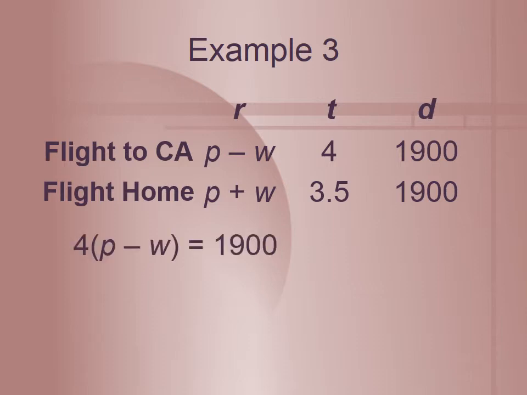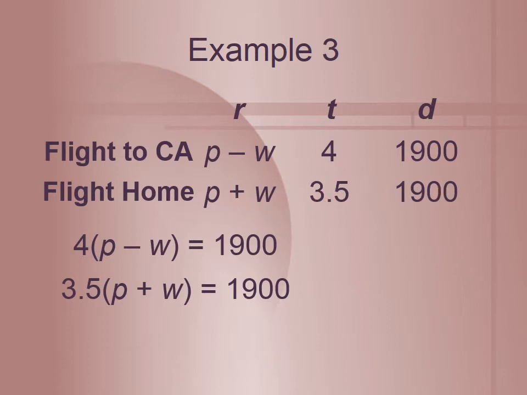So now we have two equations. The first equation we get from when we do rate times time equals distance for the flight to California. So we get 4 times (P minus W) equals 1900. Our second equation is when we do rate times time equals distance for the flight home. So we get 3.5 times (P plus W) equals 1900.